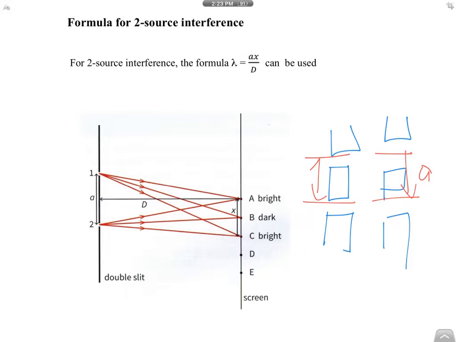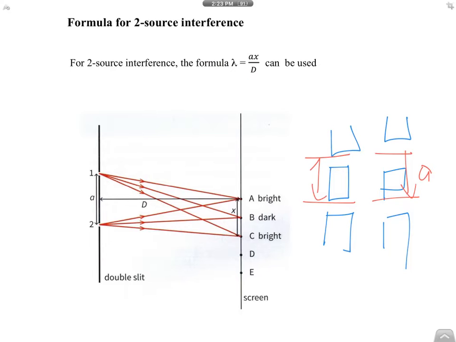Now the D here represents the distance from the double slit or the two sources to the screen. And the X represents the separation of the bright fringes, or constructive to constructive. But some people ask me, will the separation of destructive to destructive or dark to dark be the same? Yes, identical. So separation from bright to bright or dark to dark is the same X. But if it's separation from bright to the next dark, then it's half X.